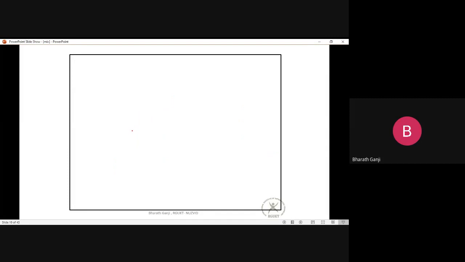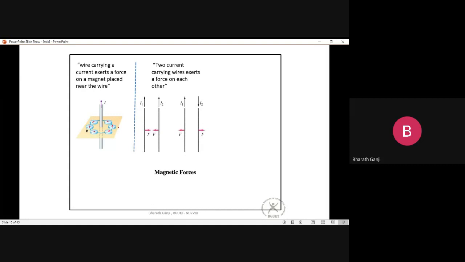Right. So the common question: because we are talking about magnetic forces, we saw that a current carrying wire will exert a force if we place a magnet near the wire. When compass needles or magnets are placed around the wire, they feel the force of the magnetic field created by the current, and the needle aligns in the direction of the magnetic field. And we also saw that if there are two current carrying wires, they can either attract each other or repel each other.